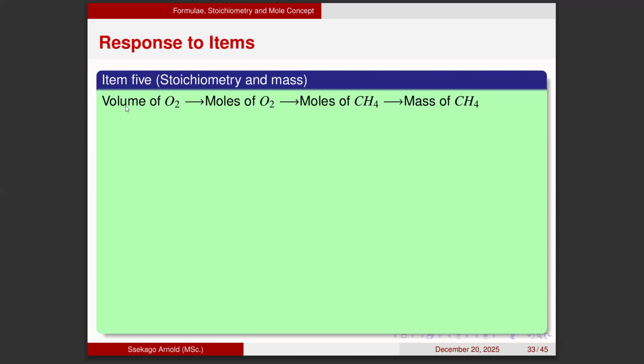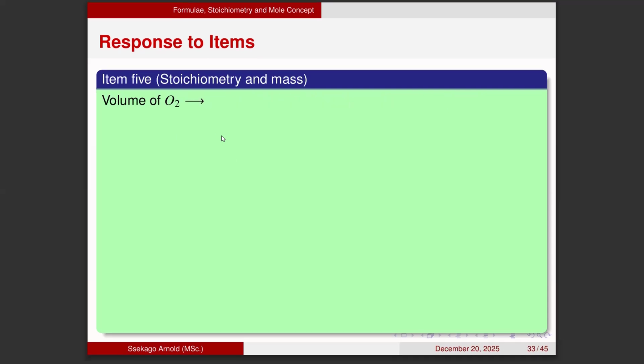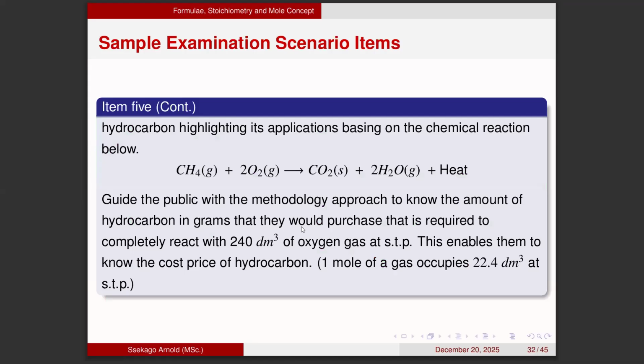Then we start with converting volume of oxygen to moles of oxygen. The mind map summarizes what we use to move from volume to moles. So it says that 1 mole, and you have to look at the information which is in the bracket. Here they have told us that 1 mole of a gas occupies 22.4 decimeters cubed at STP. This is the same as saying that 1 mole is equal to 22.4 decimeters cubed.